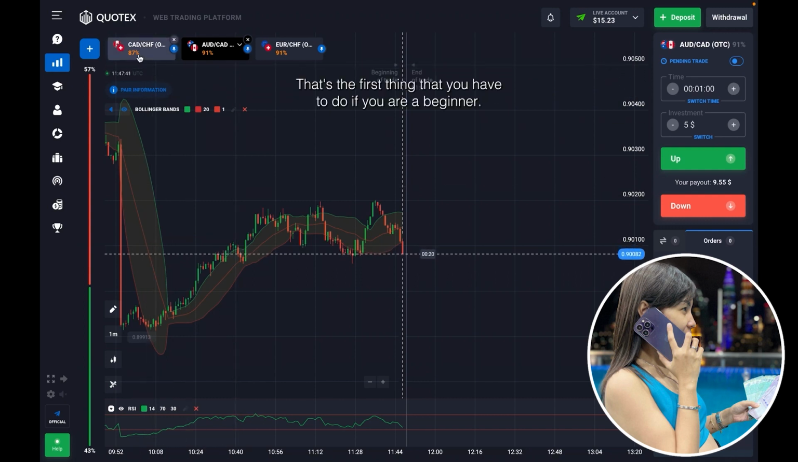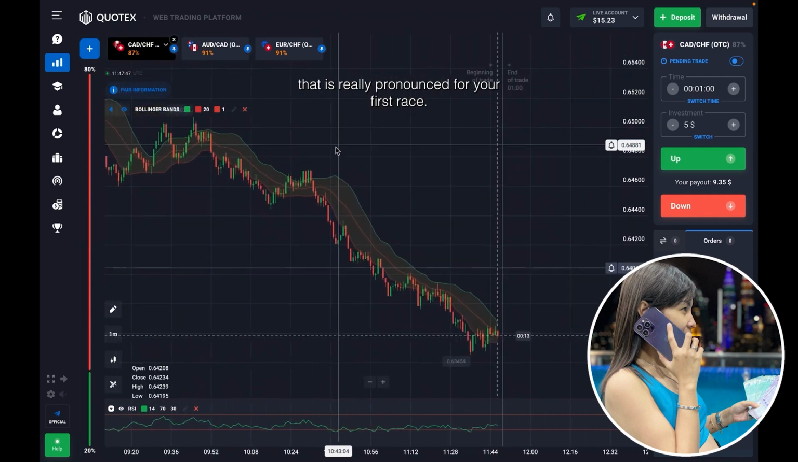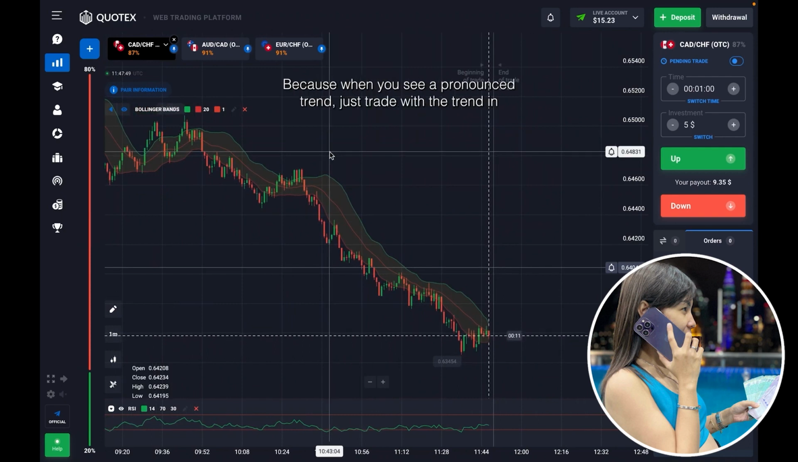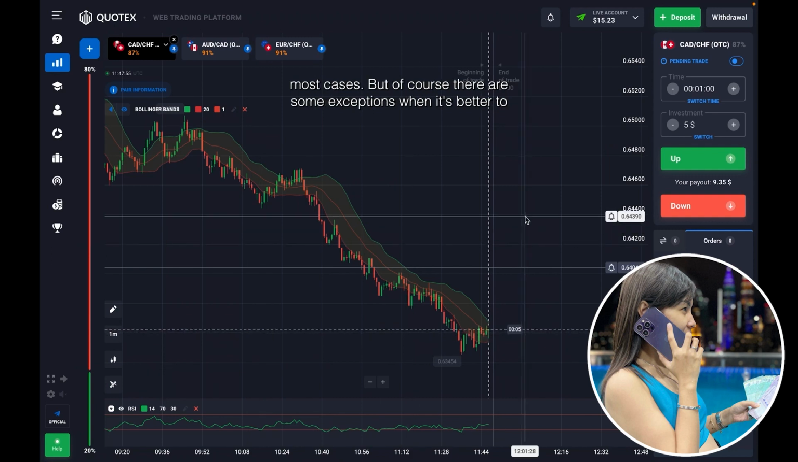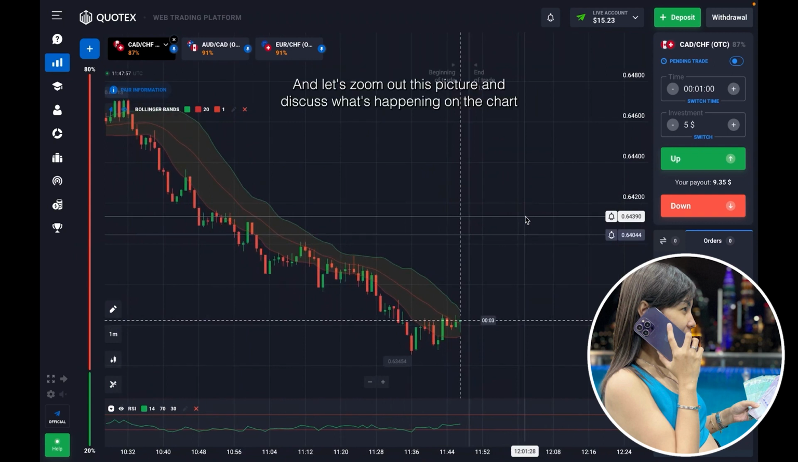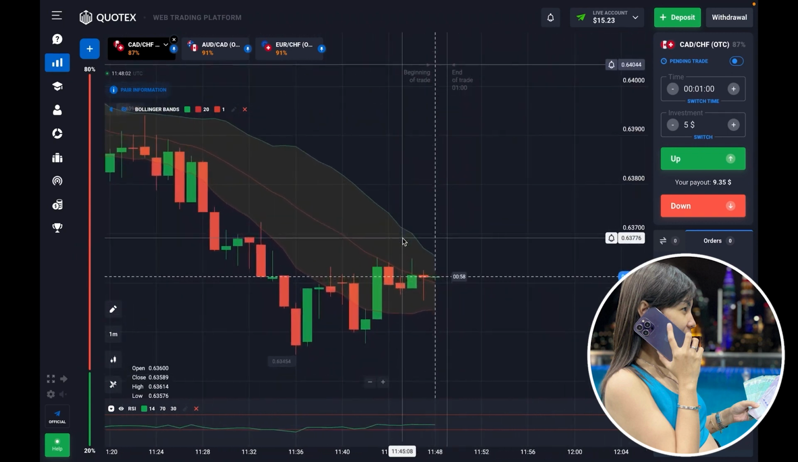So, this is the first thing that you have to do if you are a beginner, and my second advice to you is just to choose something that is really pronounced for your first trade. Because when you see a pronounced trend, just trade with the trend in most cases. But of course, there are some exceptions, where it's better to trade against the trend. And let's zoom out this picture and discuss what's happening on the chart right now.